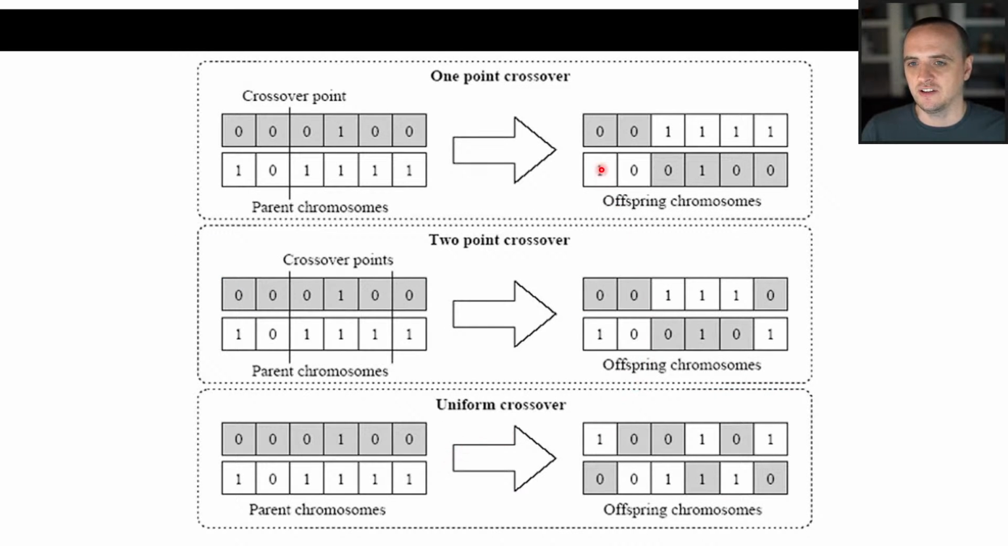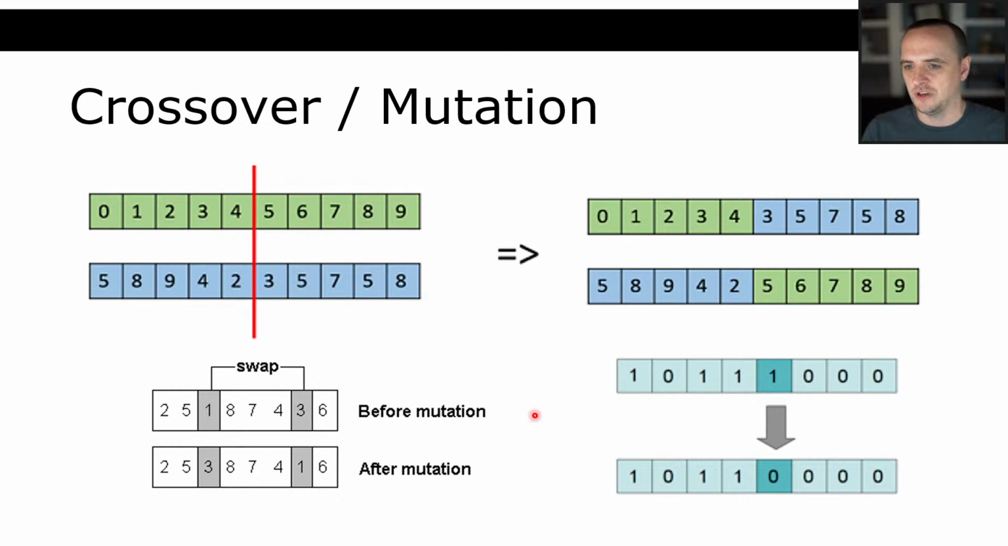In more complicated examples, we could have 1-point crossover, 2-point crossover, uniform crossover. There's all sorts of different crossover. We'll just be doing 1-point crossover for our assignment. It's the easiest thing to do.